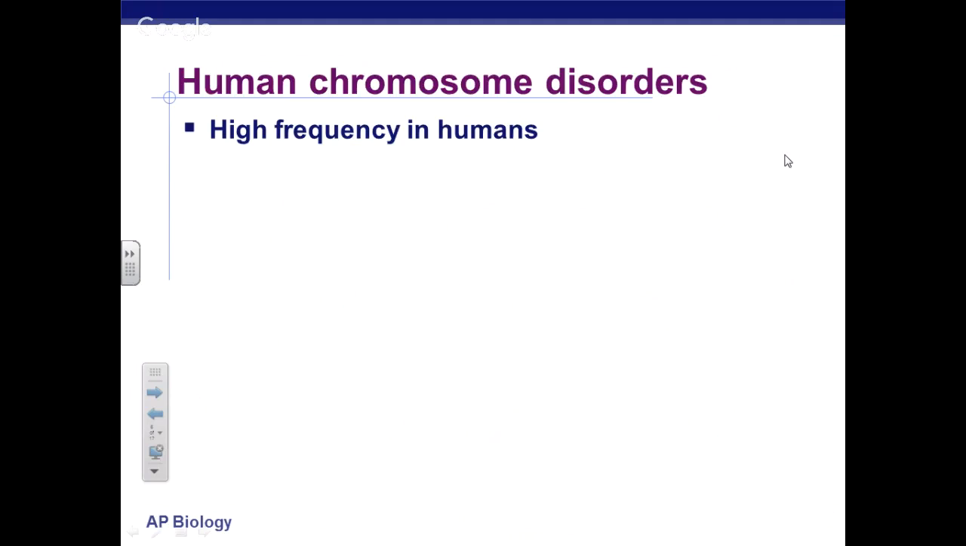So human chromosomal disorders actually occur really frequently in humans. A lot of times, you won't even know because the embryo is spontaneously aborted. That's called a miscarriage. And miscarriages happen quite often. Maybe your mom had one at some point in her life. Usually it's because there was something really wrong with the embryo and it could not finish developing. And so your body spontaneously aborts it through a miscarriage.